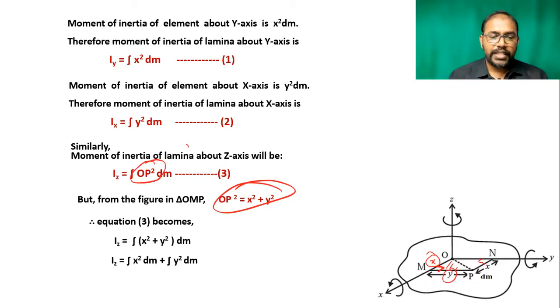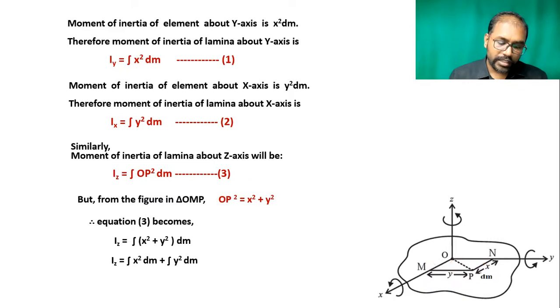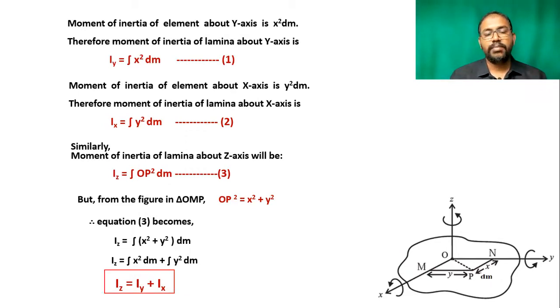Now we simplify this: integration x square dm plus integration y square dm. Now this integration x square dm is equation number 1, and integration y square dm is equation number 2. So we substitute both the equations here. So we get the final expression for the moment of inertia about the z-axis is equal to Iy plus Ix. And this is the expression for the principle of perpendicular axis theorem, which we have to use. This article is also asked many times in the board exam, so you have to prepare it very well.